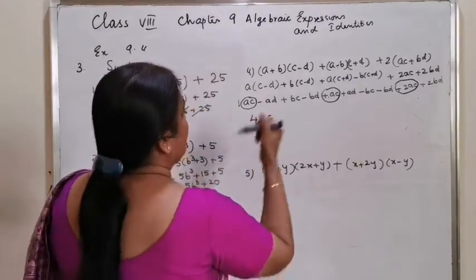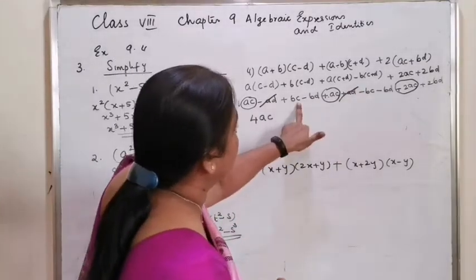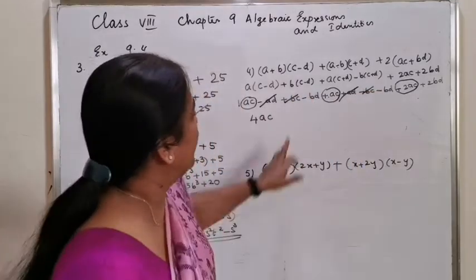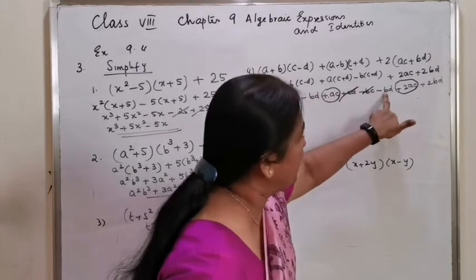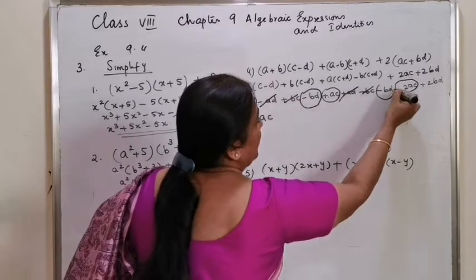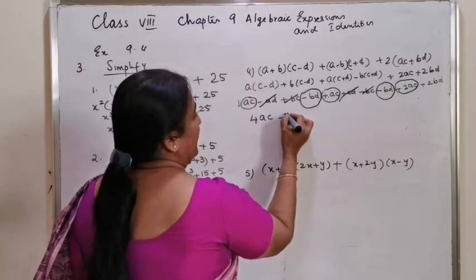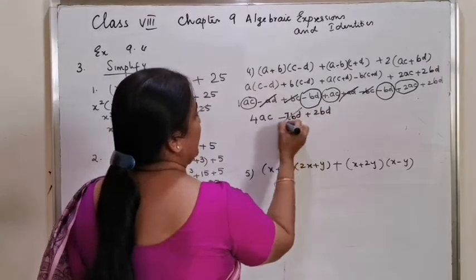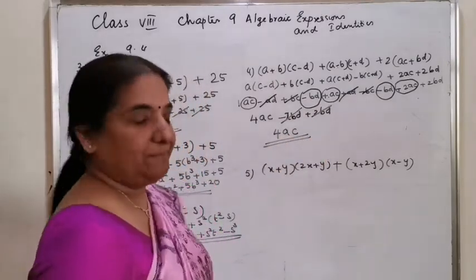Yes, here. That means positive AD and negative AD get cancelled. Plus BC and minus BC are getting cancelled. Then minus 2BD, minus BD and plus 2. That means minus 1 plus 2. Minus 1 and minus 1 will become minus 2BD plus 2BD, which means again they are getting cancelled, and the answer is 4AC.